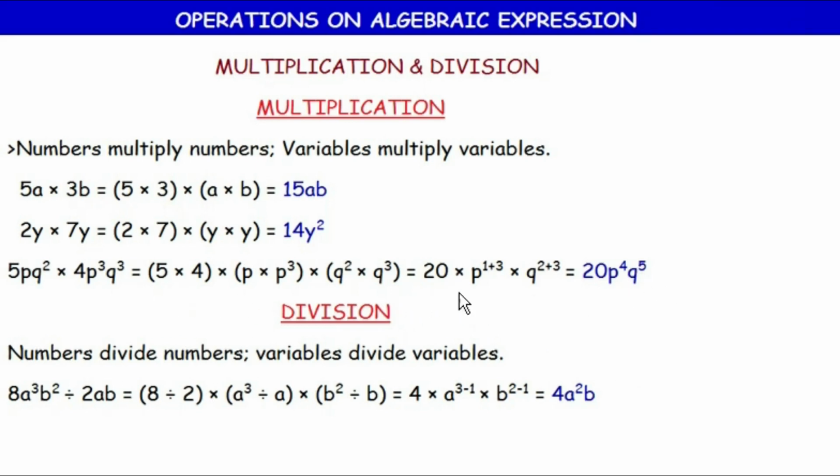Right, so the final answer becomes 20. The 20 was gotten from the 5 by the 4, 20, and the p to the power 4 was gotten from p times p cube, right? And then the q to the power 5 was gotten from q squared times q cube, right? So that is how to multiply algebraic expressions.